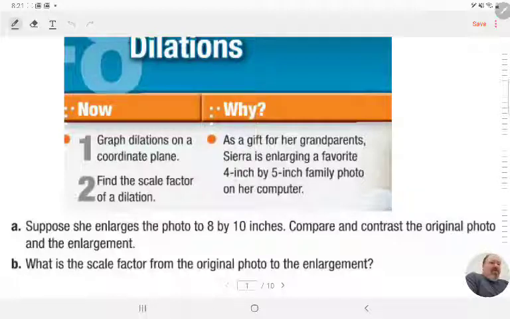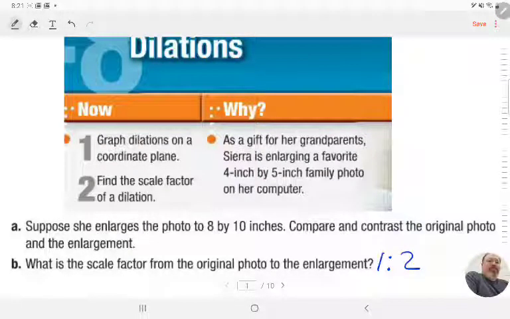Okay. So if we take a look, the original is 4 by 5 inches. The enlargement is 8 by 10. So you could say that the dimensions of the photo double in size. So if it doubles in size, what is the scale factor from the original photo to the enlargement? Well, if it doubles in size, it's 2 times as much. So we could say a scale factor of 1 to 2.